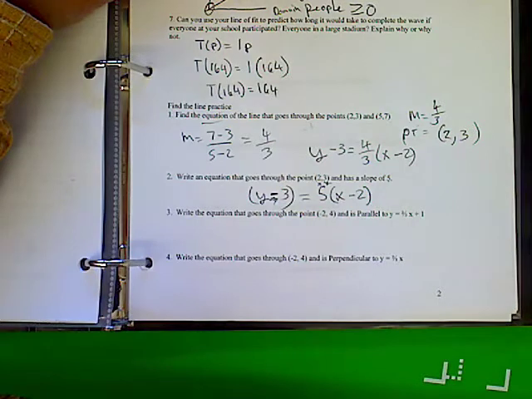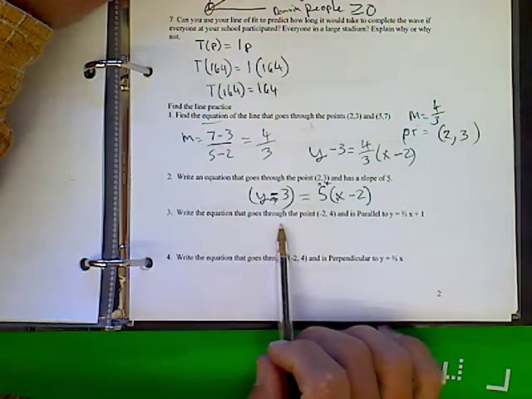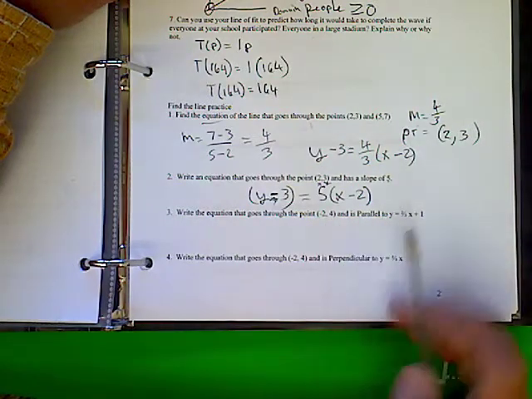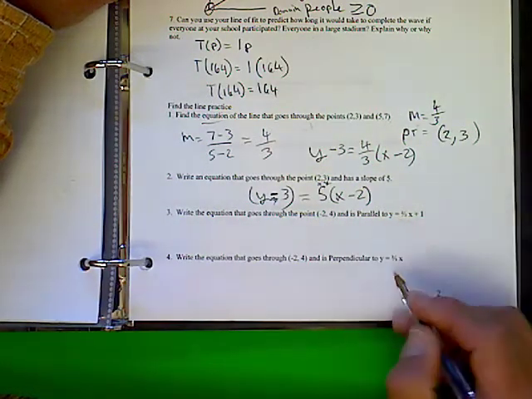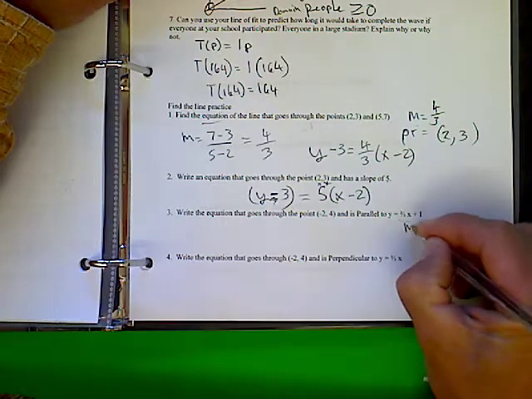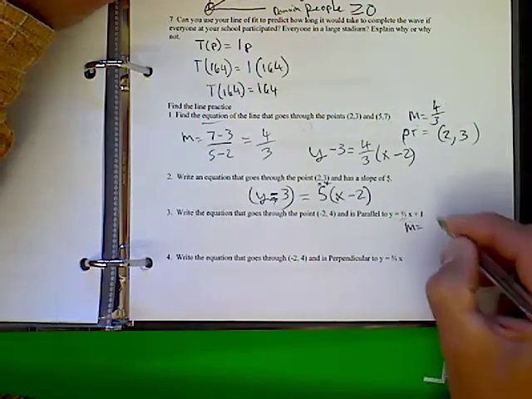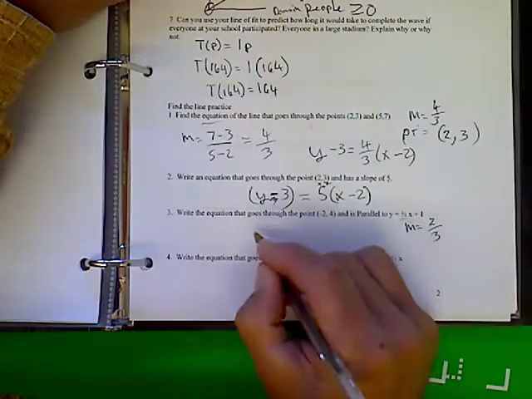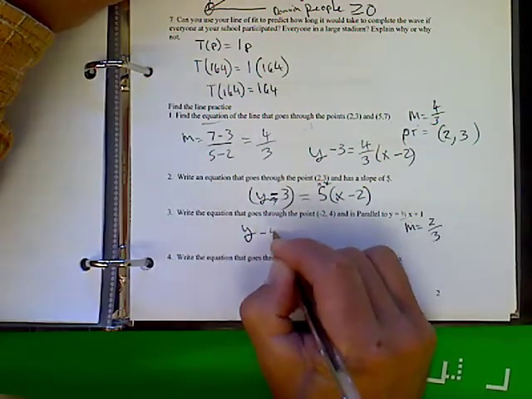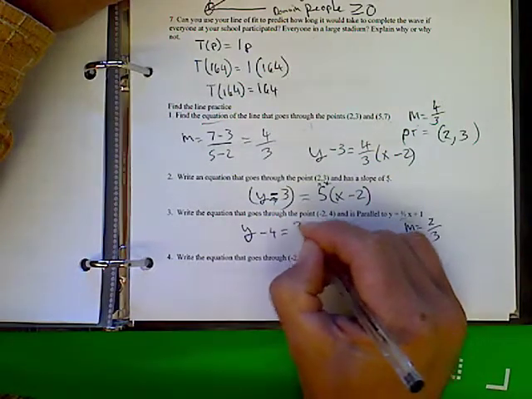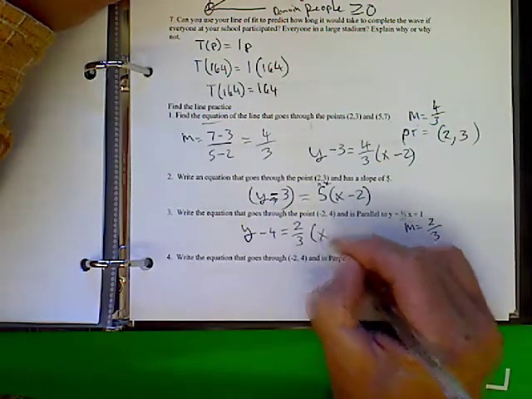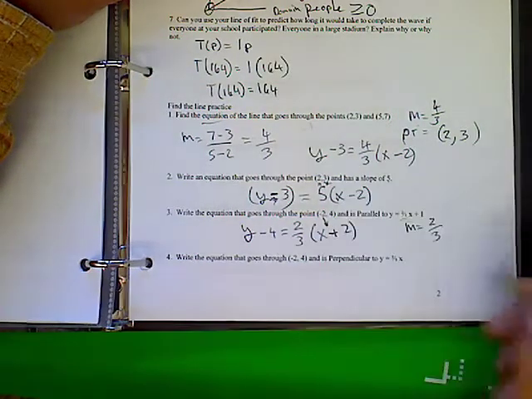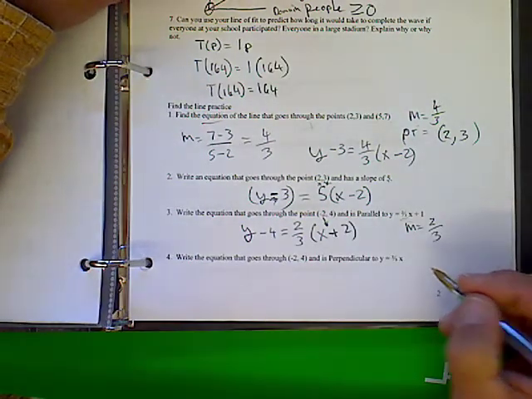Let's go through, write the equation of the line that goes through the point -4 and is parallel to this line, which has slope 2/3. I know my slope: if it's parallel, it's going to be the same. So my slope is 2/3, and there's my point. So I'm going to say y minus 4 equals 2/3 times x plus 2. Remember that it's always the opposite of what it looks like.